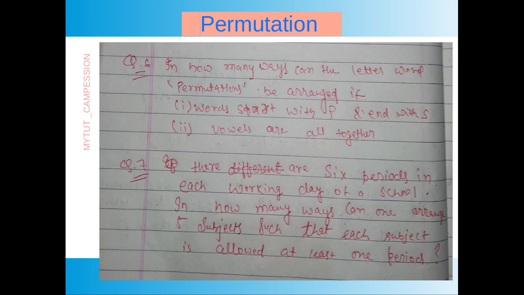Now the seventh question is: there are 6 periods in each working day of school. In how many ways can one arrange 5 subjects such that each subject is allowed at least one period? This is for all these questions. The remaining questions are for your homework. You can solve by yourself.